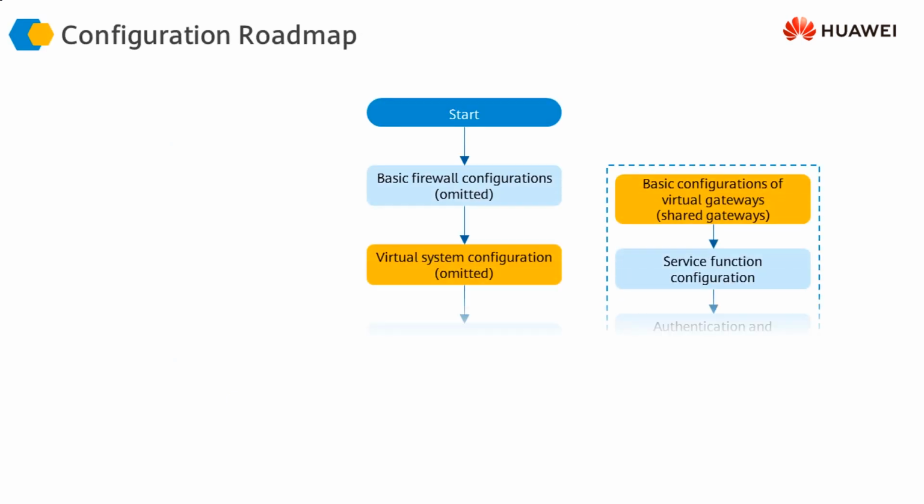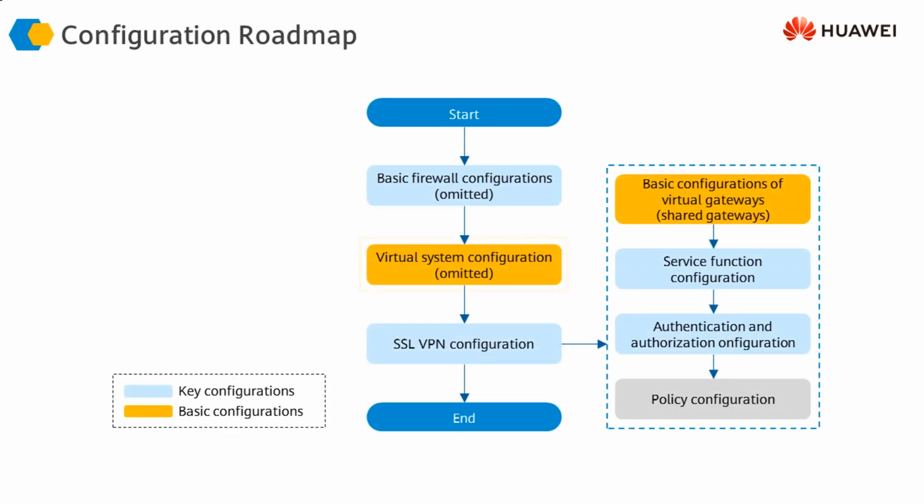The configuration process is going to be like this. We do the virtual system configuration, which is not part of the SSL VPN configuration, and as I said earlier, you are going to look at this configuration in one of the later modules. Then the specific SSL VPN related configuration is done, in which you configure shared gateways or shared IP addresses. These are not going to be exclusive; these are going to be shared IP addresses. Then you configure or enable the services. Then authentication and authorization is done, and then you configure the policies.